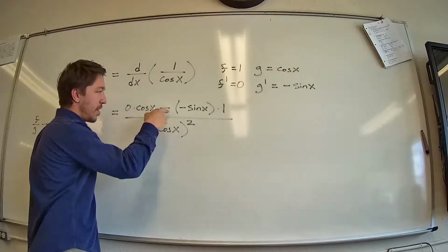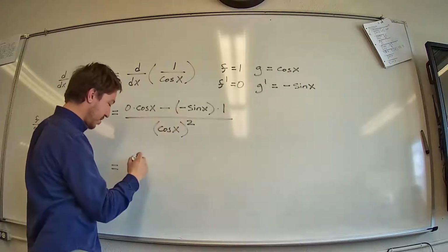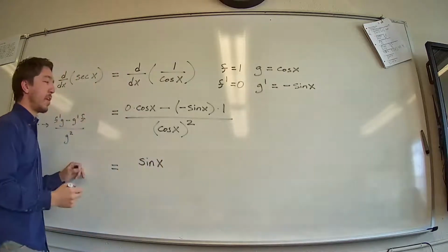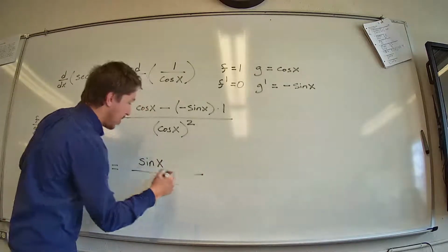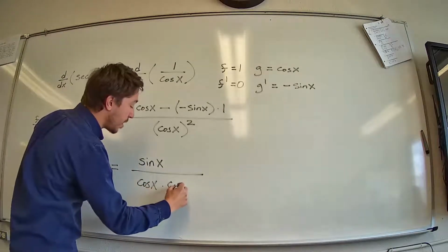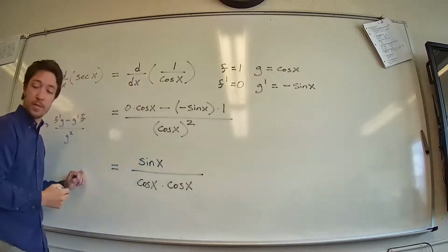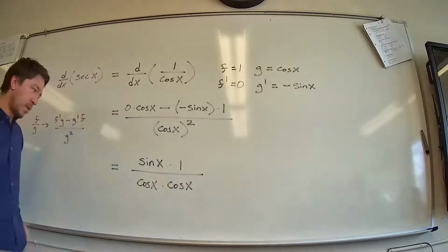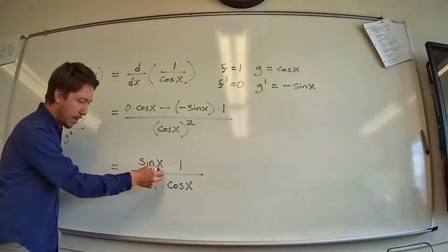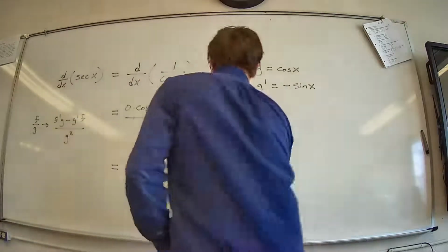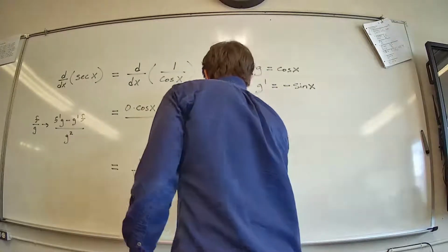So f prime times g is 0, so this is going to be minus a negative, which gives positive sine of x. And on the bottom we have cosine of x squared. So I'm going to do the same trick we did last time with the cosecant and think of the top as sine times 1. Now I can see I have a product of two things, and I'm going to reverse the order if that's okay.